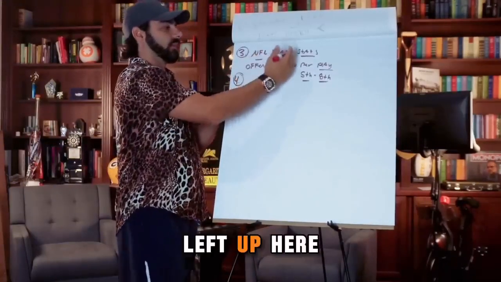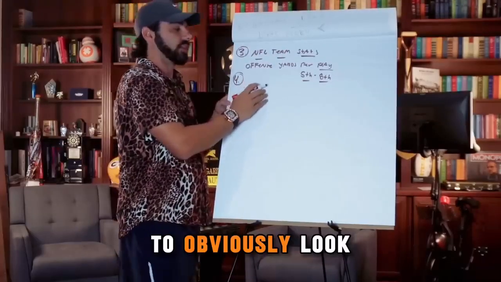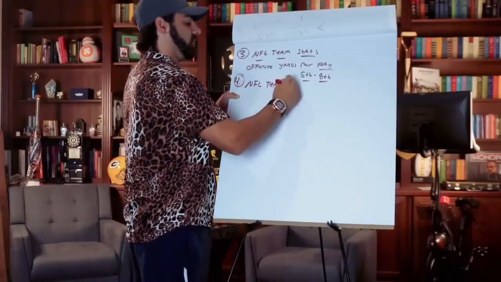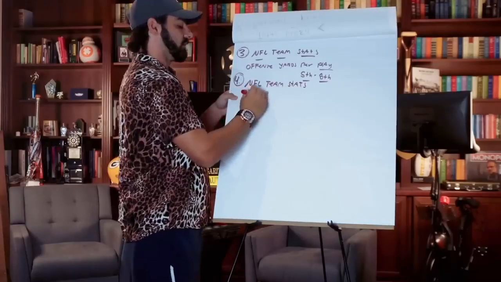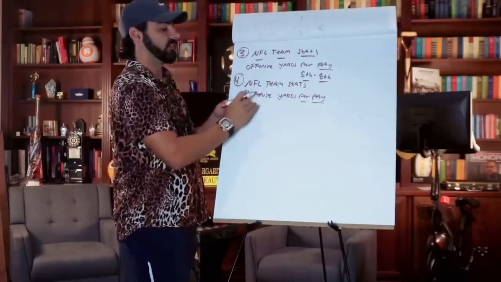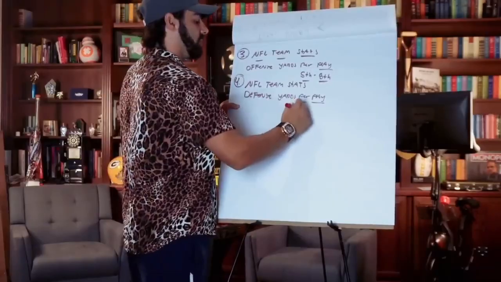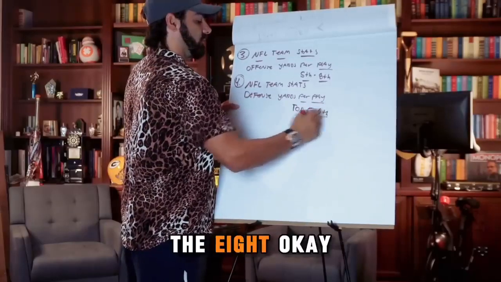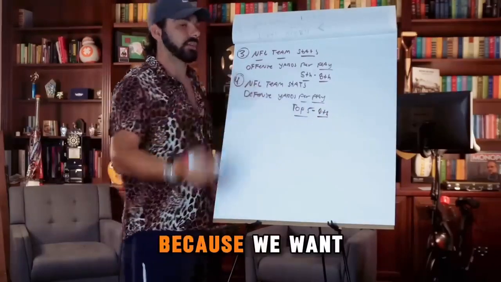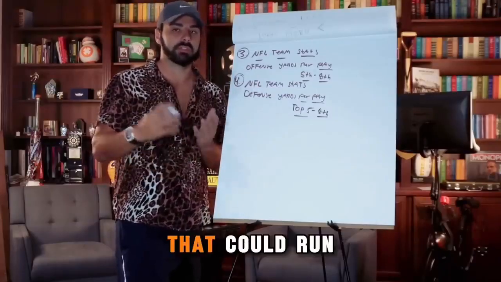As you can see, I left up here the team stats, offensive yards per play, because that's very important. Now, we need to look at the opposite side of this. The same thing: NFL team stats, and you're looking at defensive yards per play. In this category, we want the top 5, and you can stretch it to the 8th. Why do we want the top defense in yards per play? Because we want them to not allow any type of big plays that could run up the score.